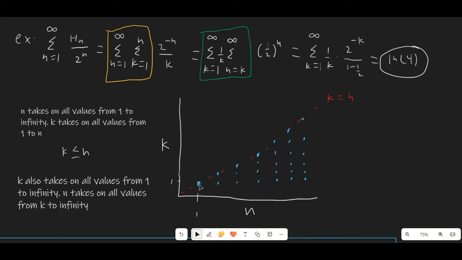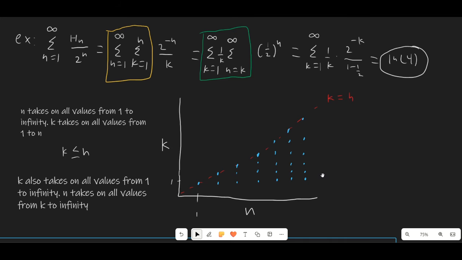For example, this point right here would be 1, 1. This point would be 2, 1, essentially meaning that n equals 2 and k equals 1. And then this would be 2, 2. This would be 3, 1, and so on and so forth. You guys know how coordinate grids work. So I just filled in every single possible point.